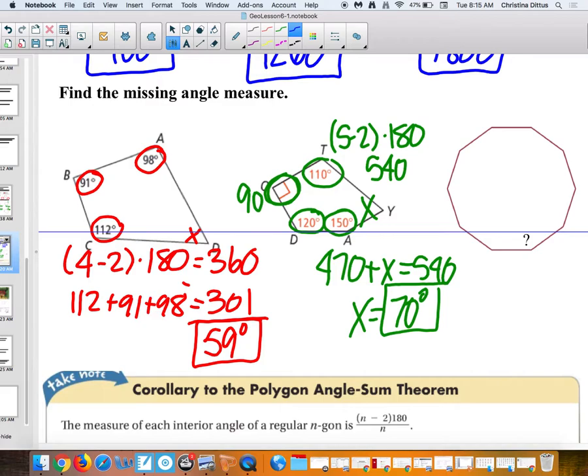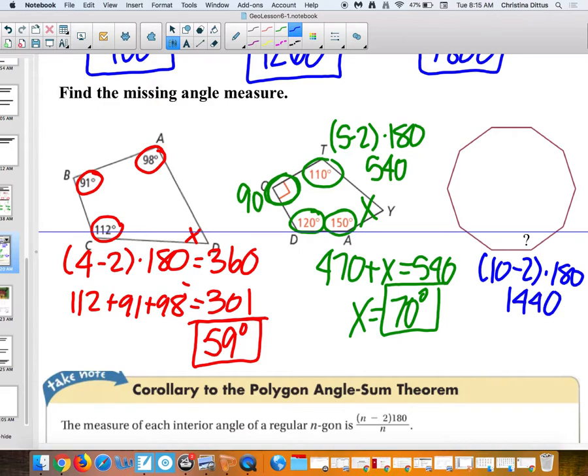How many sides do I have in my next one? 10. Notice I don't have anything. Let's use our formula: 10 minus 2 times 180. How many total degrees should be in there? 1440.